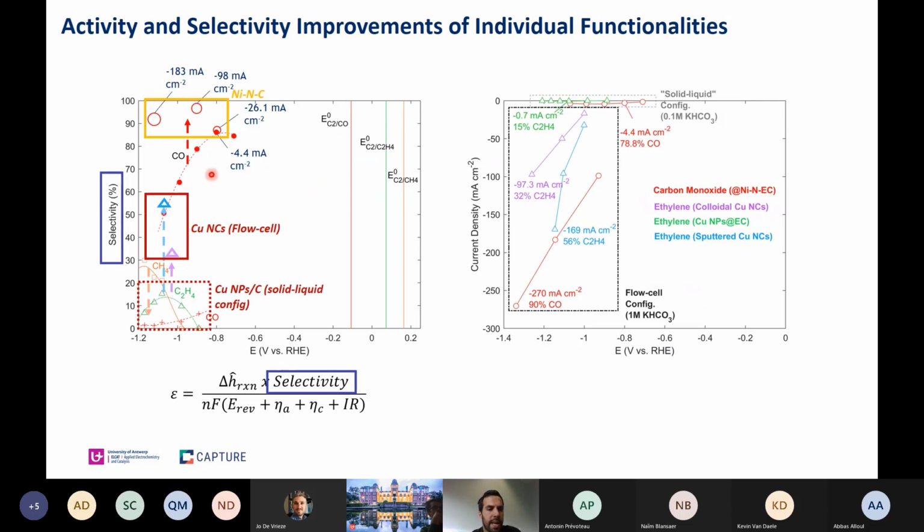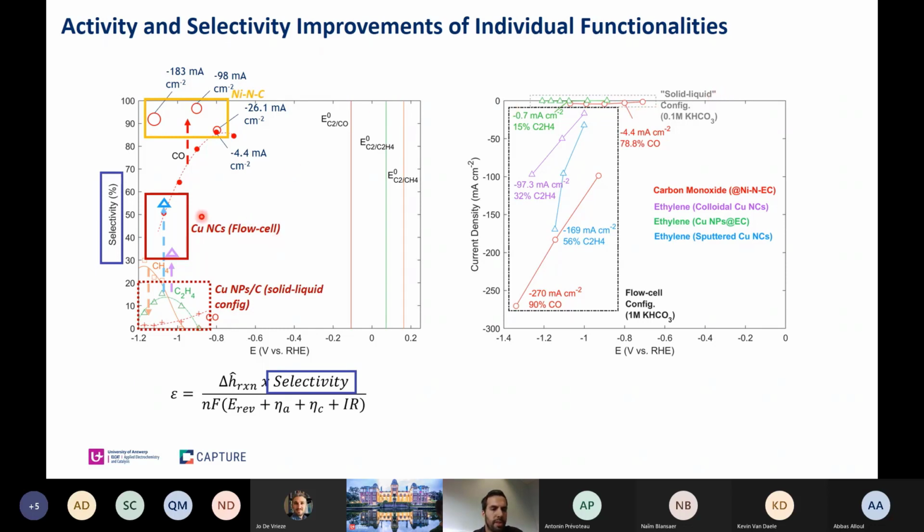So if we go back again to the graph showing selectivity as a function of overpotential, and we look at the individual functionalities, then we can see that by changing the configuration of the cell, we were able to increase the selectivity of the individual functionalities, for example, in this case of the carrier, to about 100%, and also increase the current density or turnover frequency, the amount of product we made, significantly. These are much higher levels than we obtained in the solid-liquid configuration I showed you earlier.